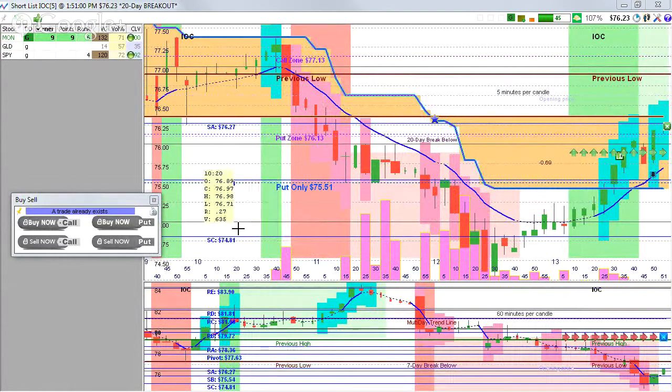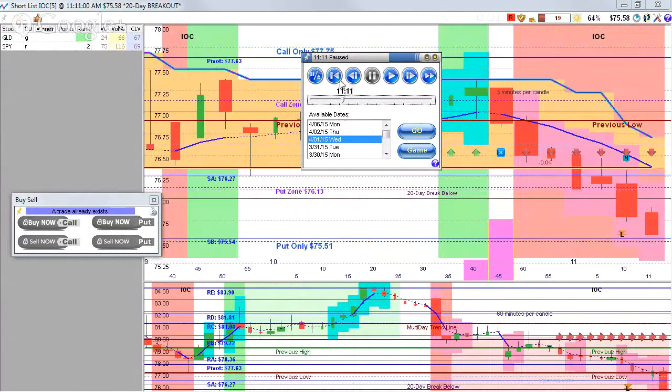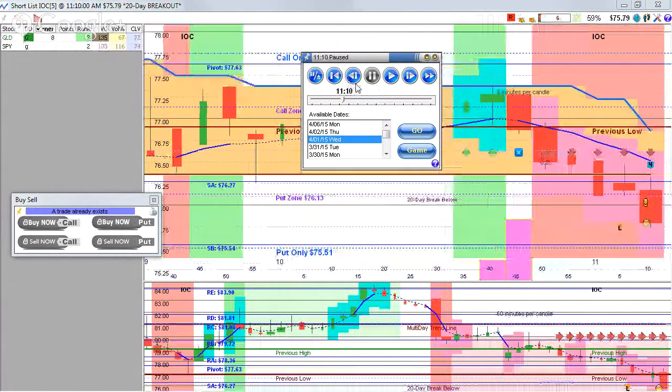Can you go to 11:10 a.m.? 11:10 a.m. I can with this groovy controller. 11:10. I'm just dragging... That's close. Yeah, good. There you go. Okay, and then you can move the controller.